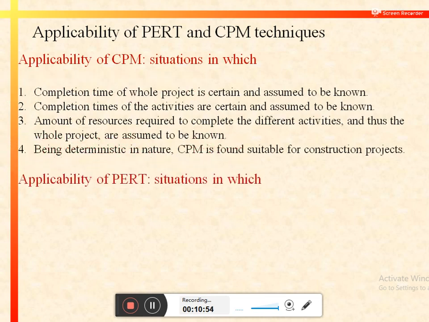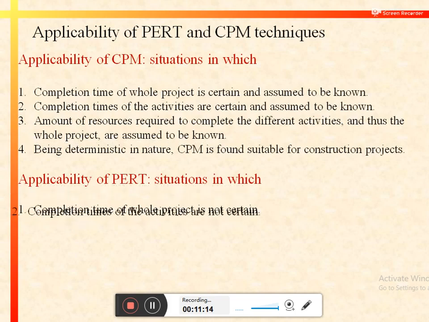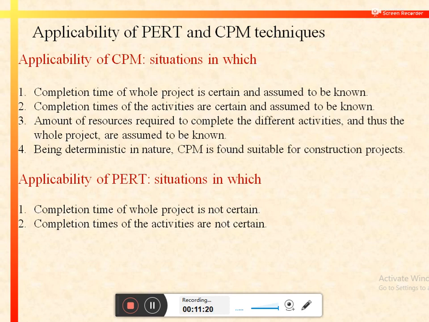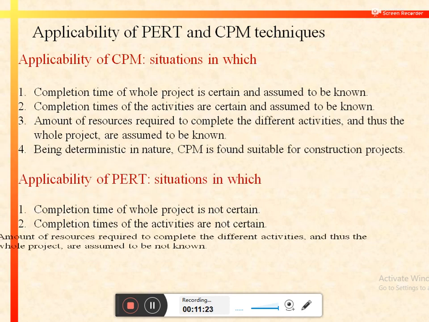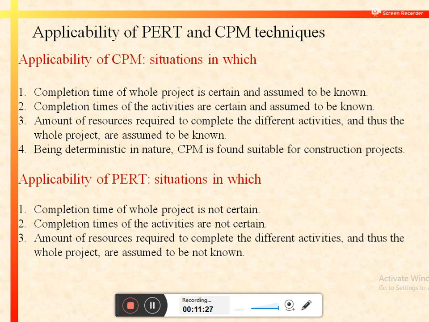Further, what would be the situations in which the PERT technique can be applied? So the first such condition is that the completion time of whole project is not certain. Unlike the CPM method, in these situations, the completion time of whole project is not certain and assumed to be unknown to the decision maker. Second, the completion times of different activities are also not certain and not known to the decision maker. And again, the amount of resources required to complete different activities is also assumed to be not known to the decision makers.